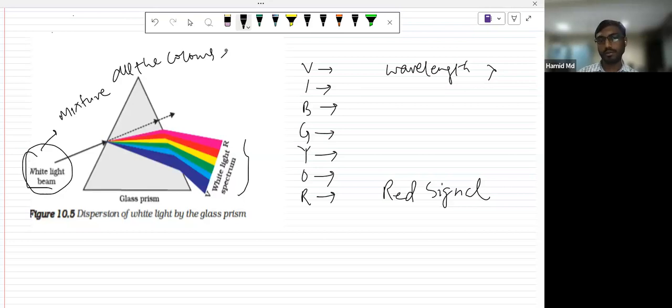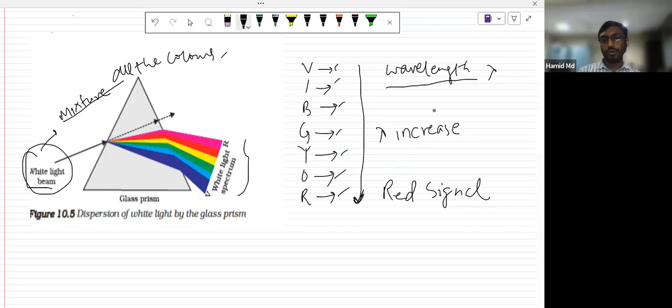Got the point? Yes, sir. It's a mixture of all the colors. If you pass it through a prism at a certain angle, we get all these 7 colors. These 7 colors break themselves depending upon the wavelength. So if you go from here to there, what will happen to the wavelength? Will it increase or decrease? Increase. This lambda will increase.